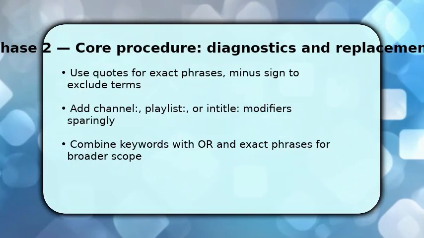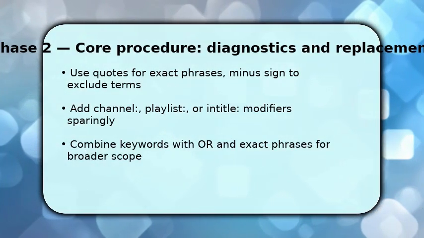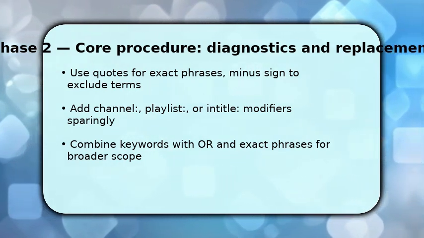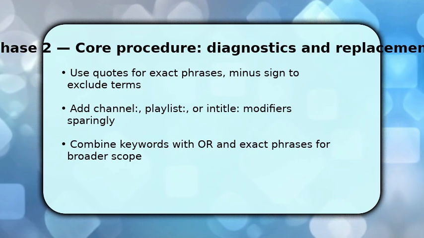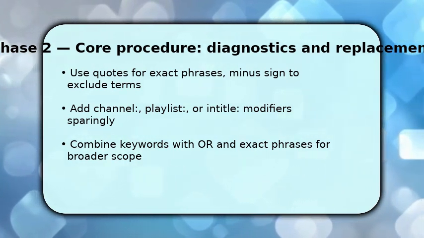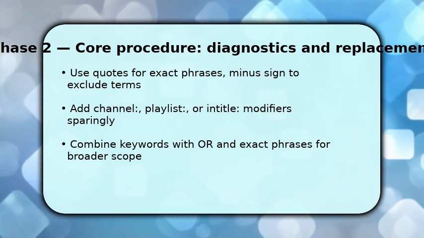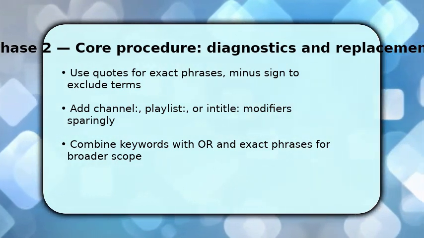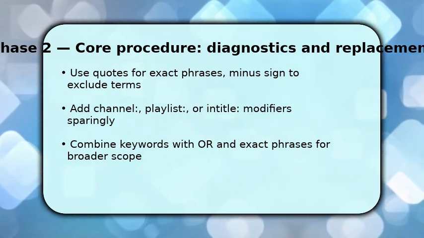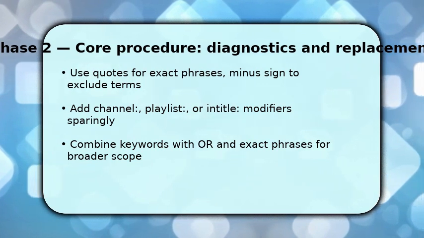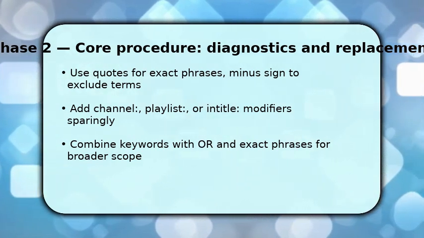Once you have base results, refine using advanced operators to shape what appears. Put exact phrases in quotes and prefix a term with a minus sign to exclude irrelevant topics. Make sure to try channel or playlist when you trust a creator. In title, helps when a keyword must appear in the title. You can also combine terms with or to widen the net, but use modifiers sparingly. Too many constraints will hide useful videos, while measured use targets better matches.